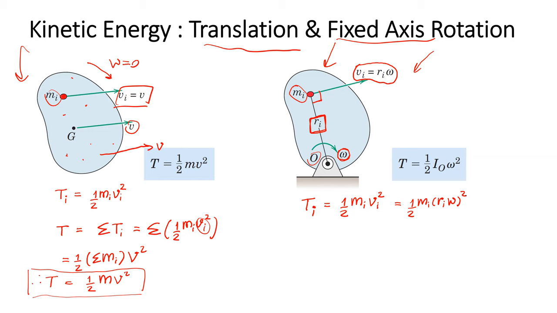And for the total kinetic energy of this rigid body, it is the sum of the kinetic energy of every small particle. So we apply the summation to 1/2 m_i r_i square and omega square.